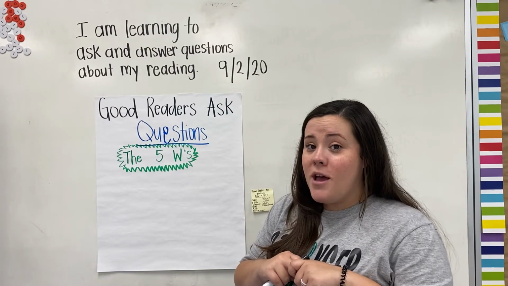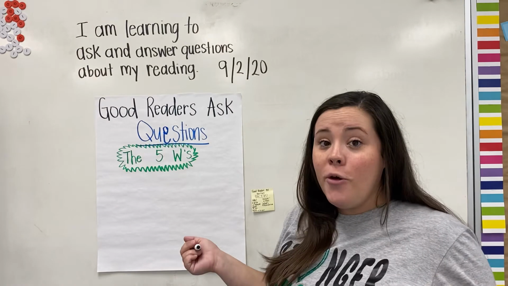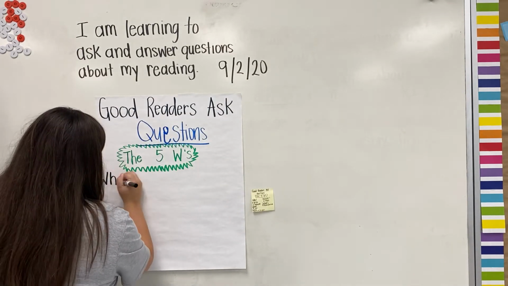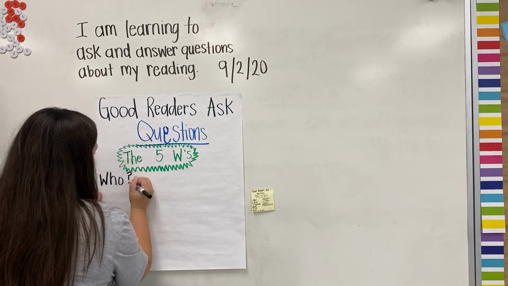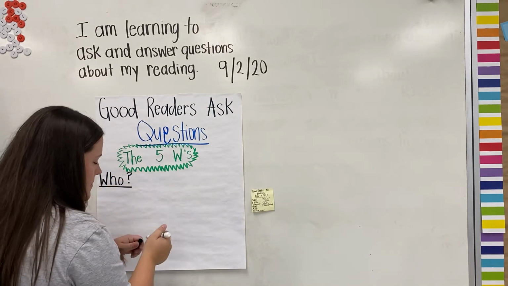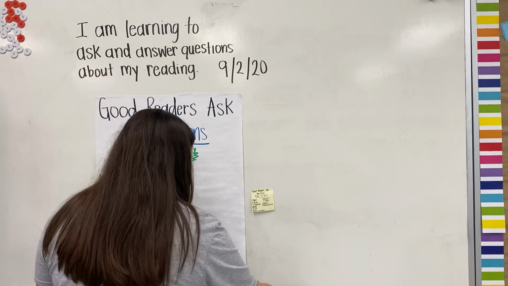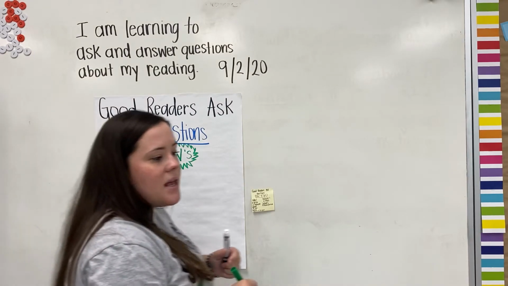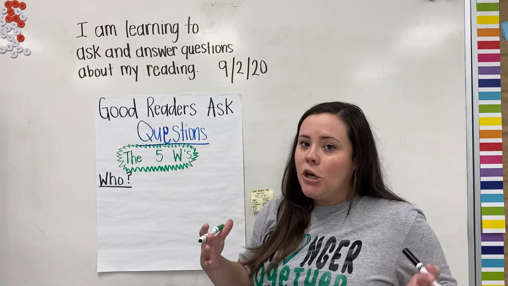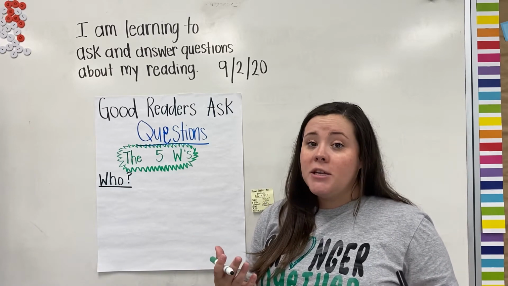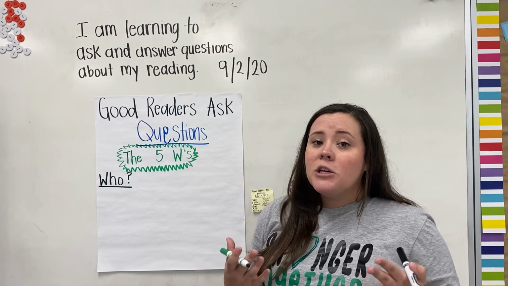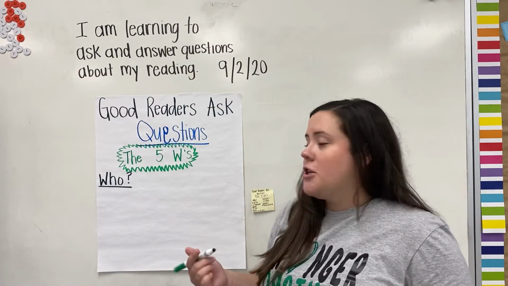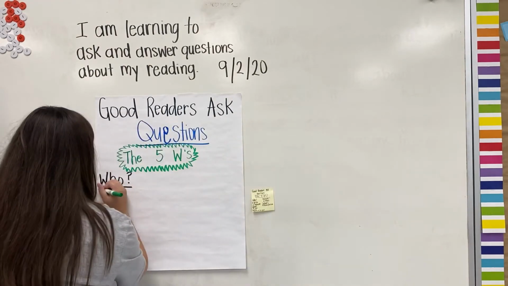The first one is going to be who. So I'm going to write who on my paper with a question mark under it. And I want you to underline it. And then I'm going to write what who means. So when I'm thinking about reading a story, what does who mean? Who questions usually mean that they're talking about a person or sometimes just a character. So I'm going to write a person or character.